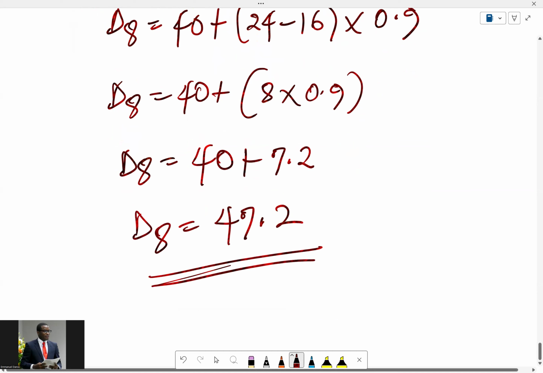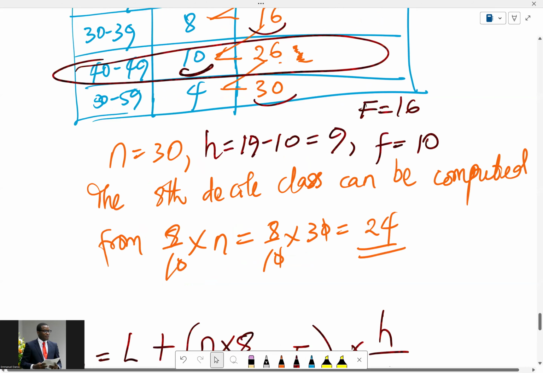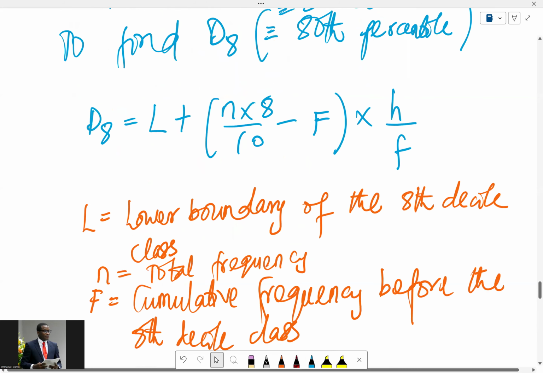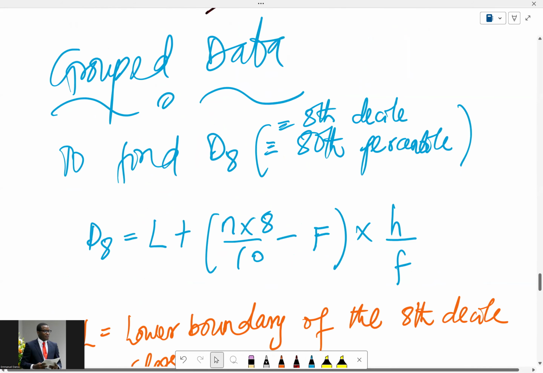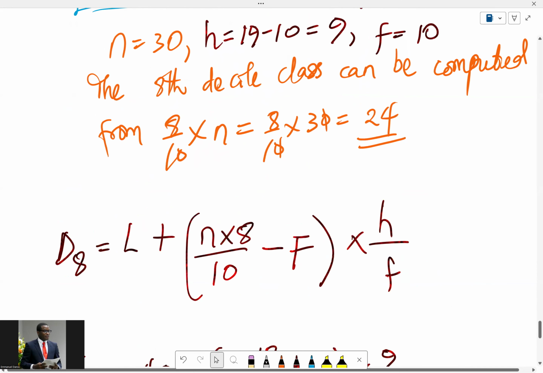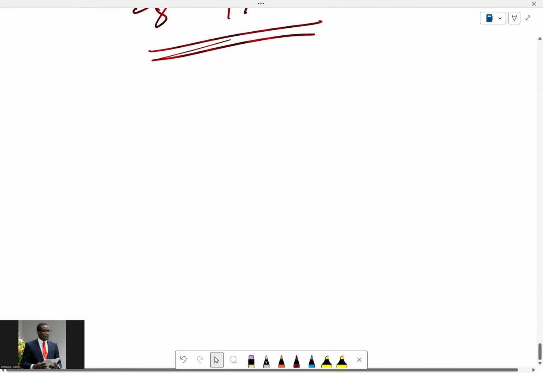Of course, don't forget, the eighth decile is the 80th percentile. That means anybody who scored 47.2 has performed better than 80% of everybody who took the examination. That is how to go about that for grouped data. You expect the 80th percentile to be bigger than the 70th percentile. The 70th percentile was 33.5, so the 80th percentile is 47.2.